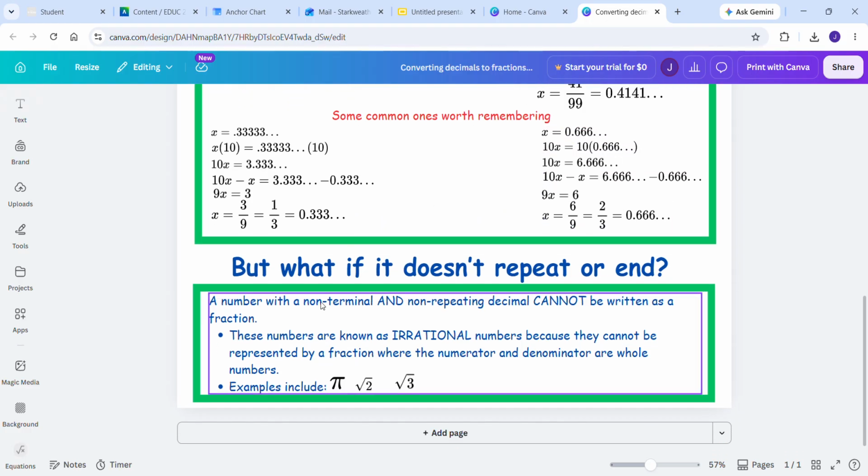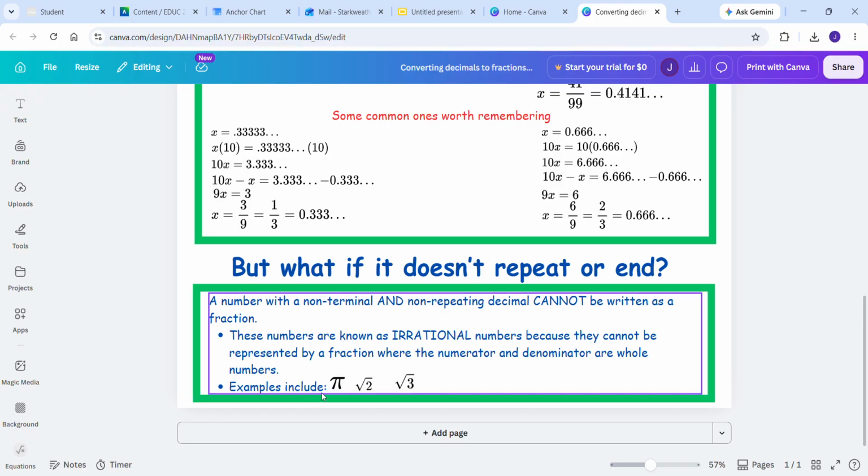And then at the end, I touched on non-terminating, non-repeating decimals. Essentially, a non-terminating, non-repeating decimal can't be written as a fraction. Those numbers are actually irrational numbers. The definition of an irrational number is a number that cannot be represented as a ratio of two integers.